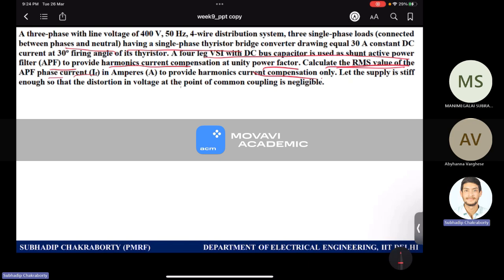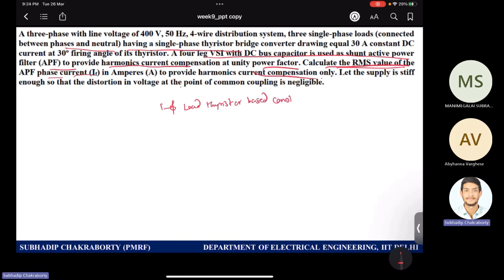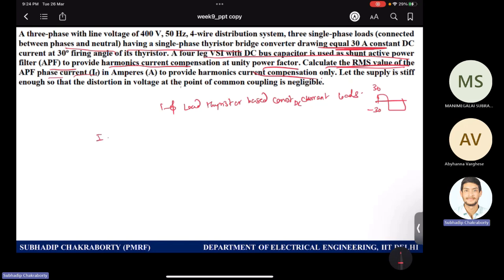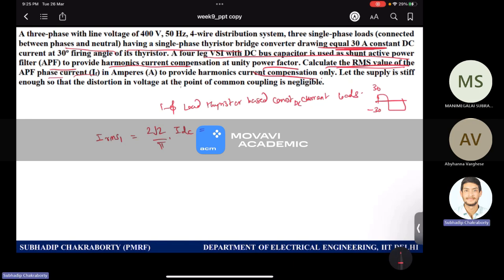So in order to do such a problem, you know that single phase loads, that is thyristor based constant DC current loads, they all have a square wave nature, I told you, which toggles between plus 30 and minus 30, given 30 ampere DC. So since it is toggling, we can find the I RMS fundamental, which is 2 root 2 by pi into IDC. IDC is 30.